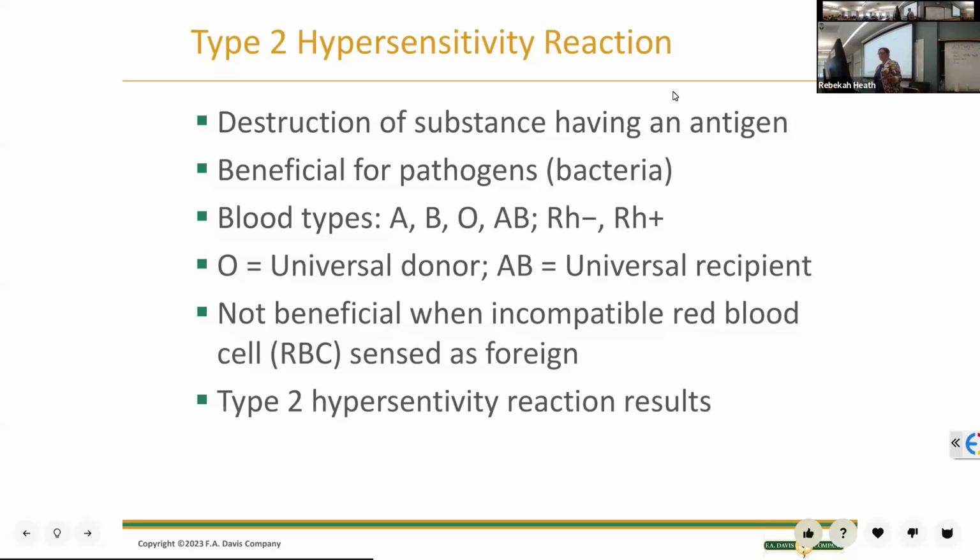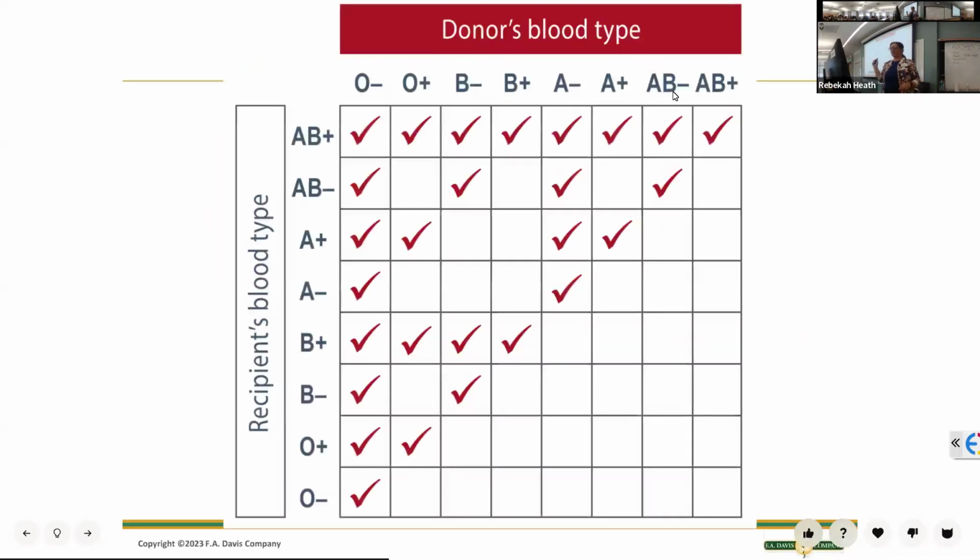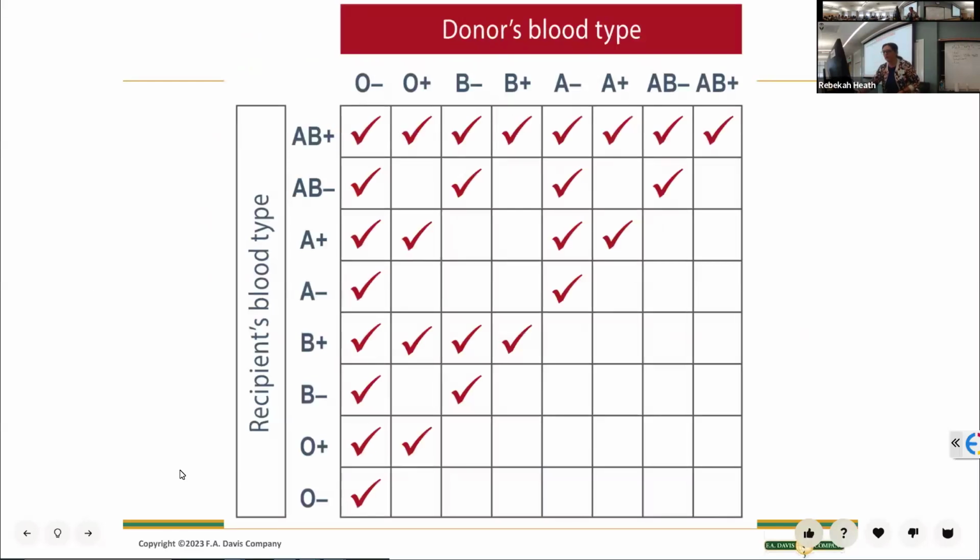When we talk about blood typing, I'm not going to get into all of it. I pulled this little chart off the internet because I think it's helpful. You can kind of see the donor. So if you are a donor, and let's say you are O positive, you can donate to AB positive, but not AB negative. Why is that?